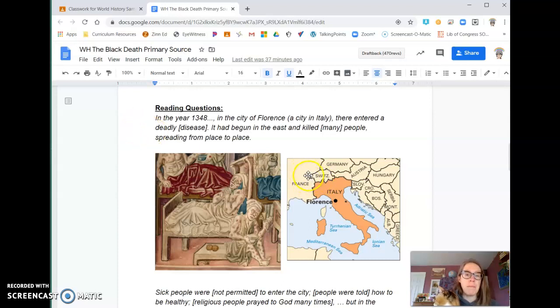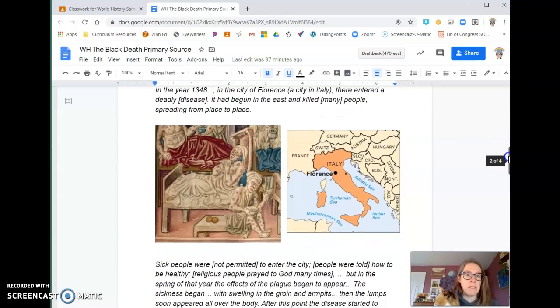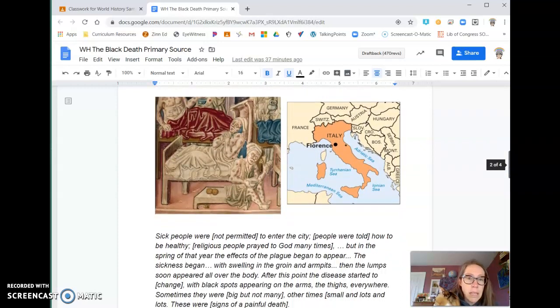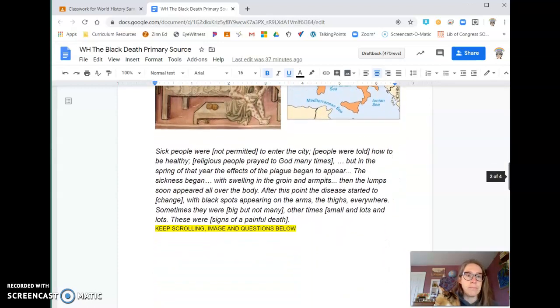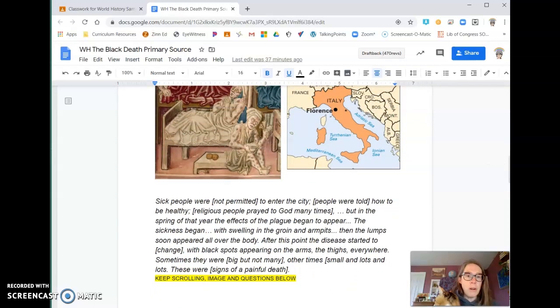So we've got a map, and we've got an image that looks terrible. Those people have spots all over them, and they don't look very healthy. Sick people were not permitted to enter the city. People were told how to be healthy. Religious people prayed to God many times, but in the spring of that year, the effects of the plague began to appear. The sickness began with swelling in the groin and armpits. Then the lumps soon appeared all over the body.